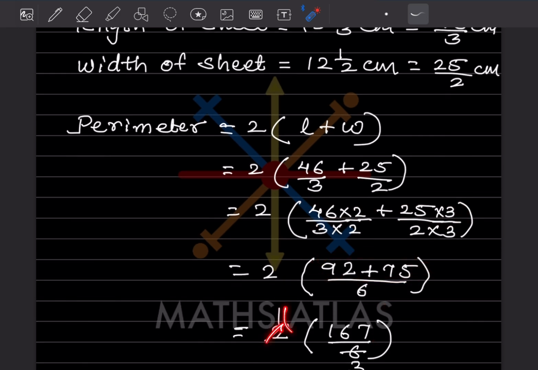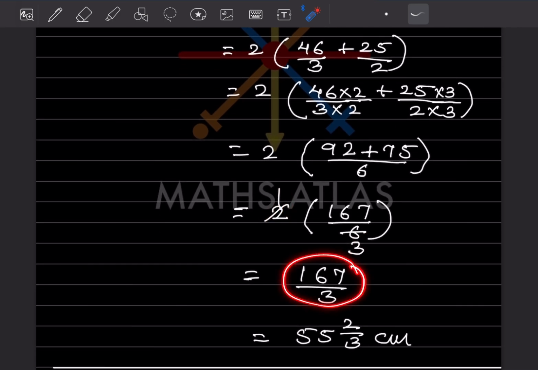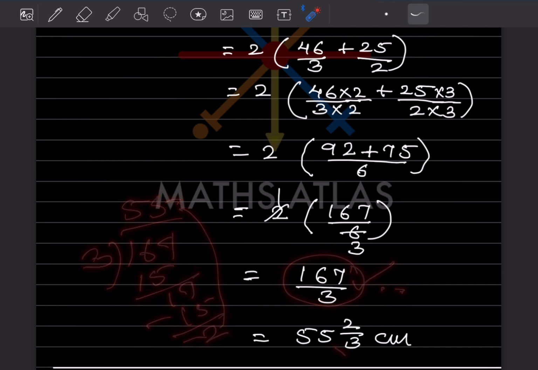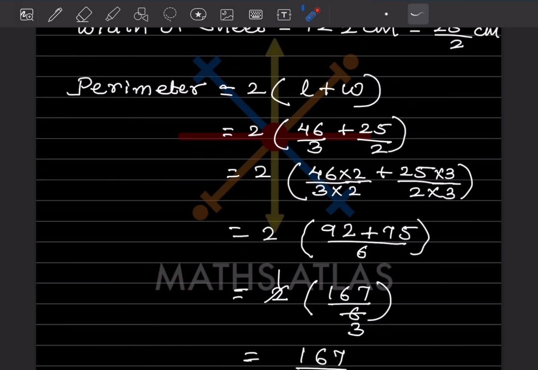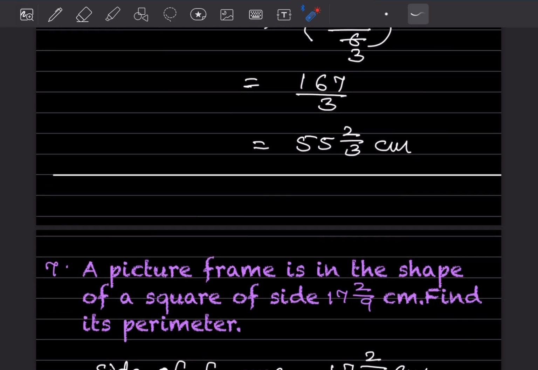So 2 ones are 2, 2 threes are 6. So 167 by 3. No, sorry, this is an improper fraction. You have to make it a mixed fraction. So 5 threes are 15. So 55 integers 2 by 3 centimeter. So the perimeter of the rectangular sheet is 55 integers 2 by 3 centimeter.